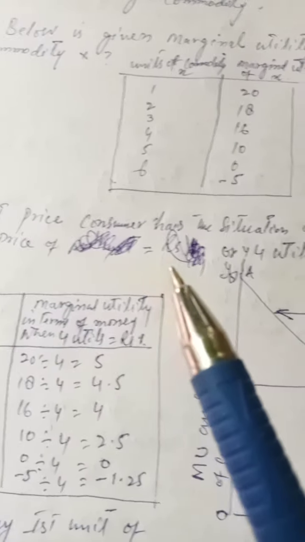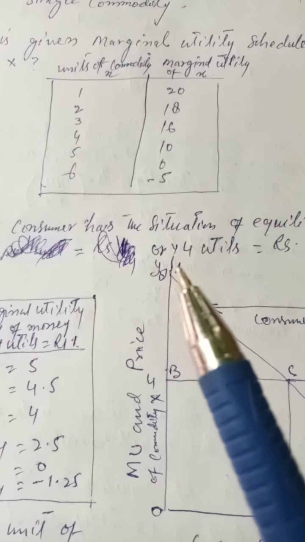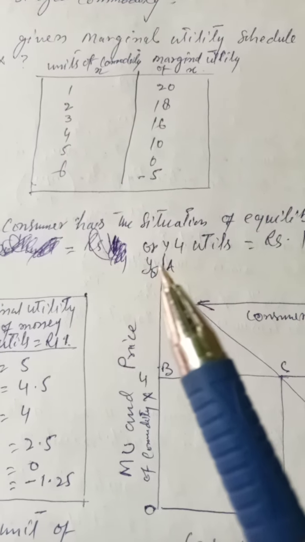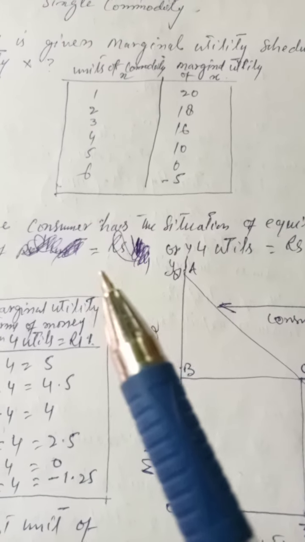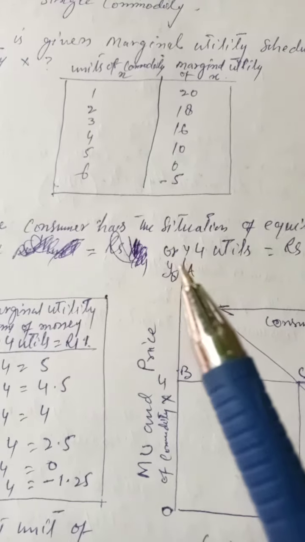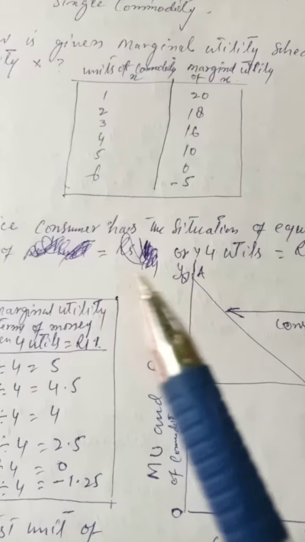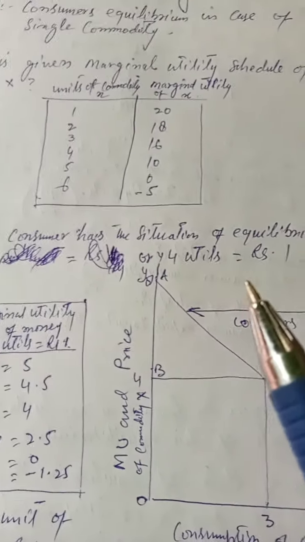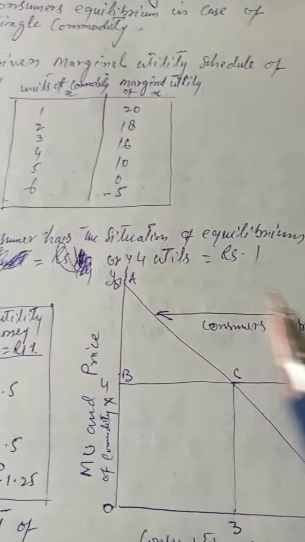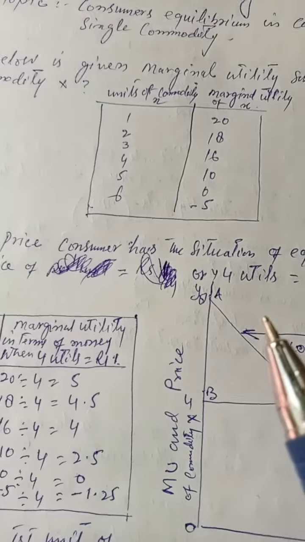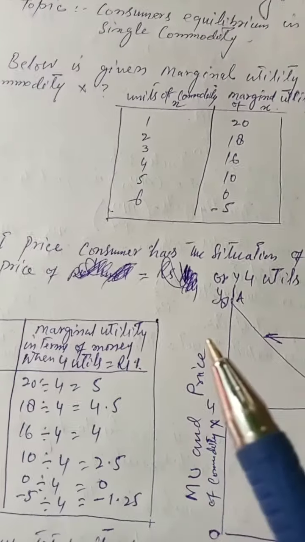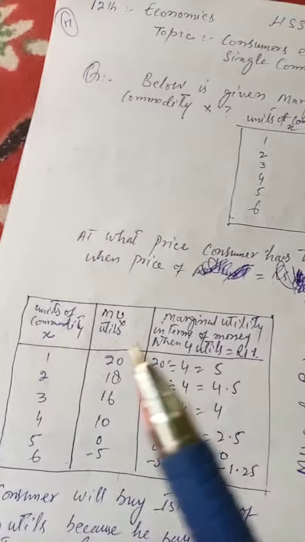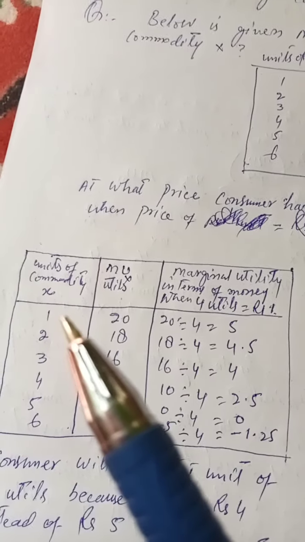When the price of one rupee is worth 4 utilities, that means 1 rupee has 4 utilities. Now the question, here is the answer.